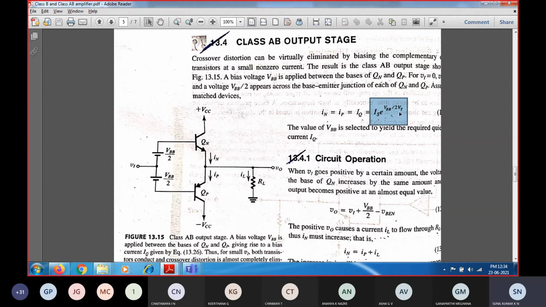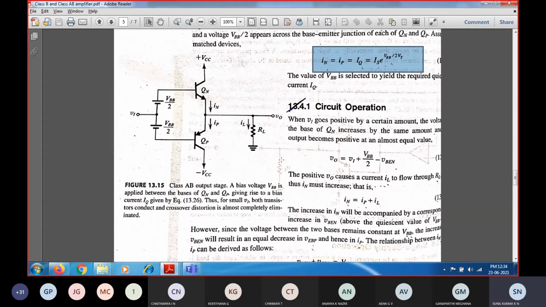Why is it 2 times VT? Because VBE divided by VT will be that, right? VBE is given by the bias voltage VBB by 2, so VBE by VT corresponds to VBB by 2 times VT. This is the expression which is going to work with respect to both the transistors QN and QP respectively.